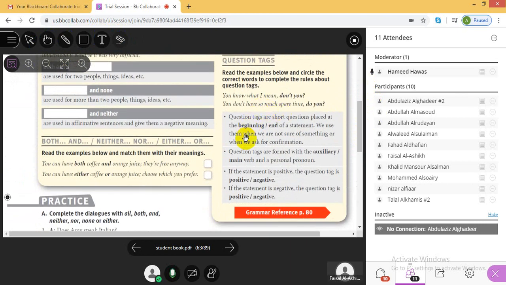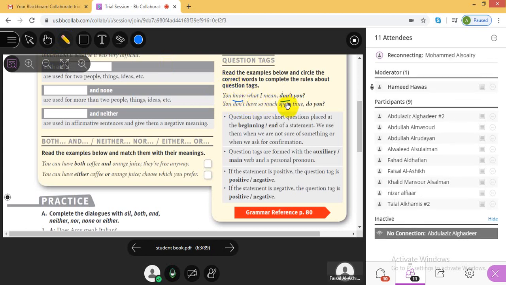Let's read the examples and rules at first. You know what I mean. Here, the original verb is know and it's a present simple. We don't have an auxiliary or helping verb here. So I will use do, does, did, as I told you. Because it's plural, I use don't. If I say Sally knows what she means, I will say doesn't, because here it's singular. It will be doesn't she.